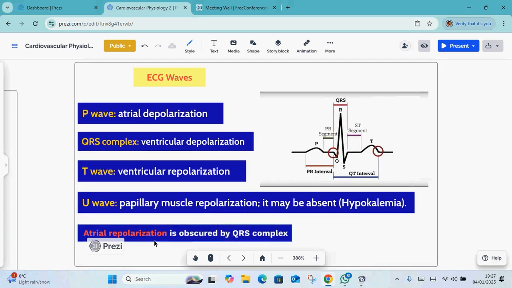There is no wave for atrial repolarization because it's masked by the QRS complex of ventricular depolarization. So we have atrial depolarization and ventricular depolarization and repolarization, but there is no atrial repolarization. However, there is a U wave, which is repolarization of the papillary muscles. So ventricular repolarization in general is T wave, but when the papillary muscles inside the ventricle get repolarized, they produce another wave, which is called U wave, after the T wave here. But the U wave, you can't see it on the normal ECG.